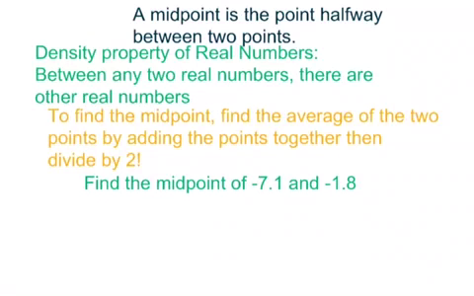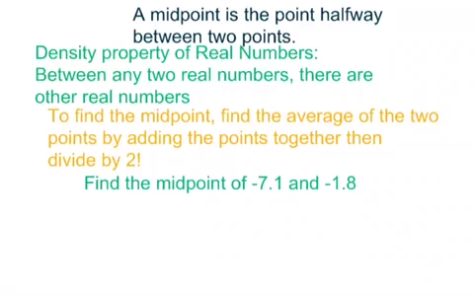All right, let's talk about a midpoint. A midpoint is that point halfway between 2 points. The density property of real numbers states that between any two real numbers, there are other real numbers. So, again, real numbers could be irrational or rational. Could be a non-terminating decimal, could be a terminating decimal. That's what we're looking at here.